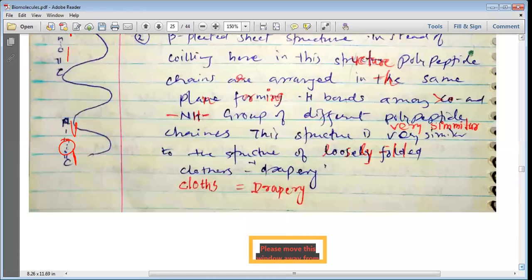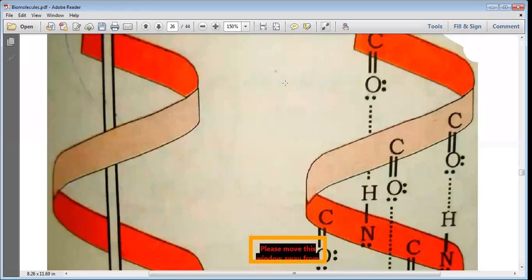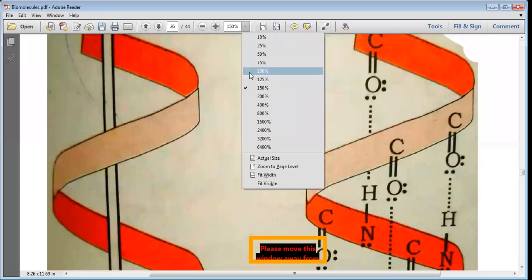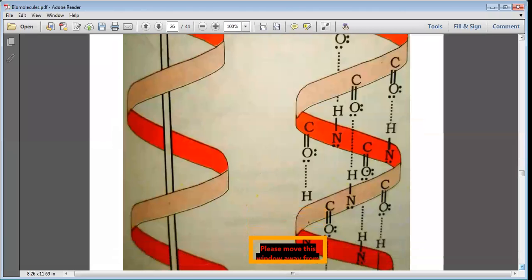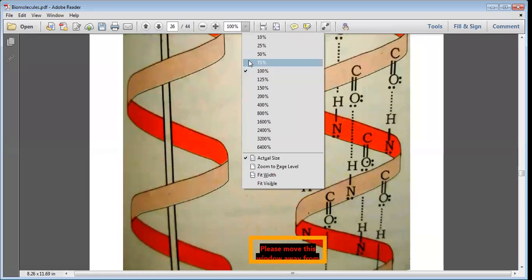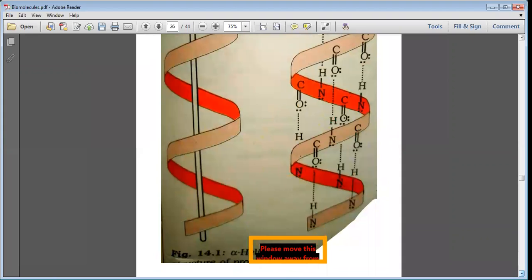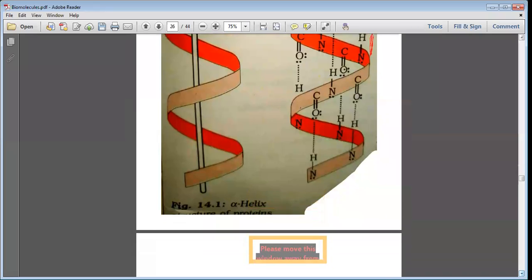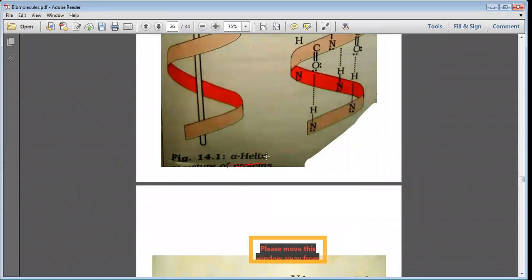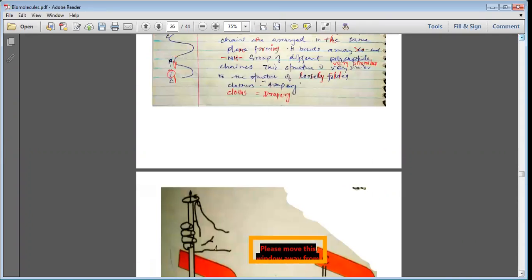Let us understand this with a better figure. Let's pay attention to this figure, my dear students. You can see that there is a coiling of the structure of the protein, a coiling of the polypeptide chain, and you can see the hydrogen bonding formed between the CO and NH groups present in each coil. This is known as the alpha helix structure. Please remember, this is the alpha helix of the protein, and this is a secondary type of protein structure.